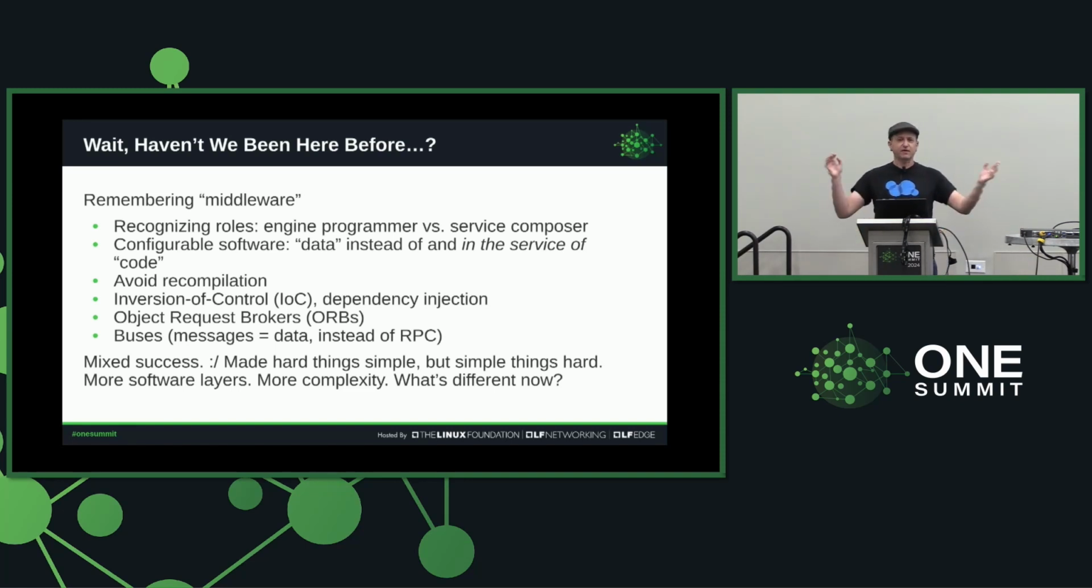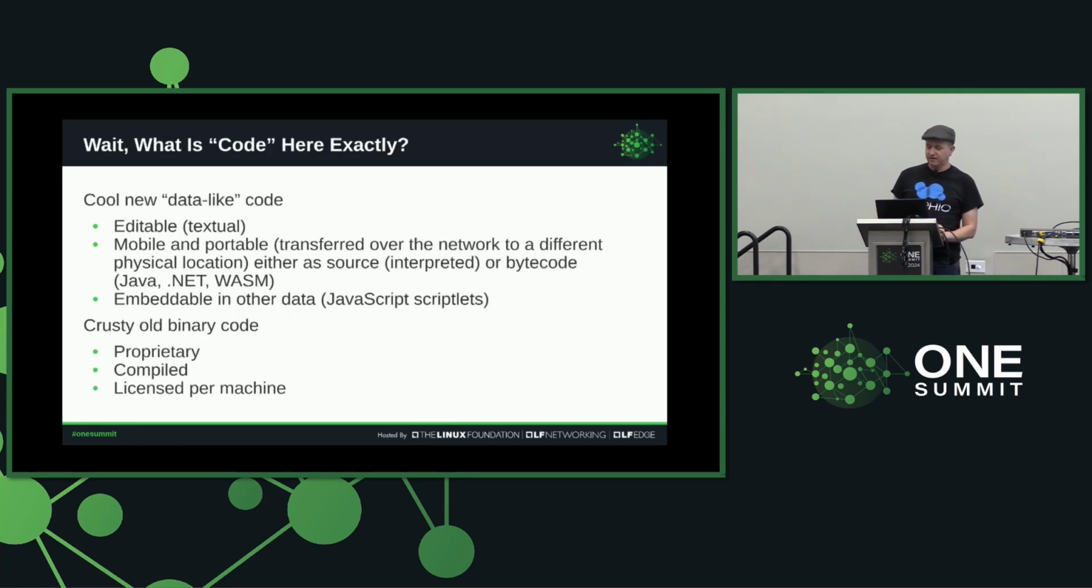So you can say, okay, we've already done that. It didn't really work so well. Why would we want to do this again, with this infrastructure as data, infrastructure as code approach? So let's examine it critically, right? What does code mean here exactly?